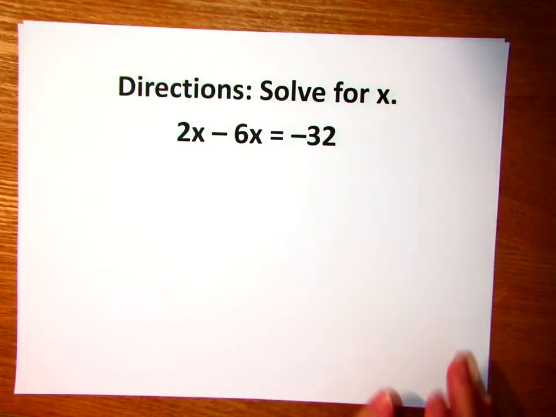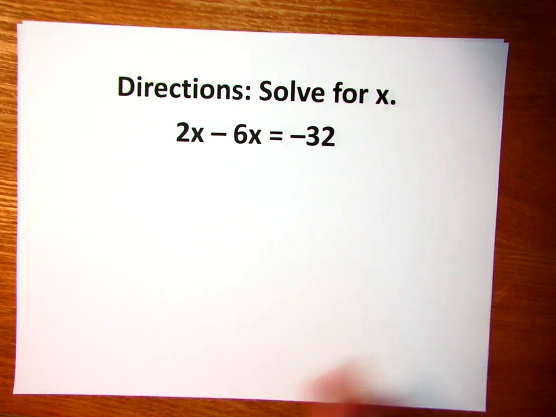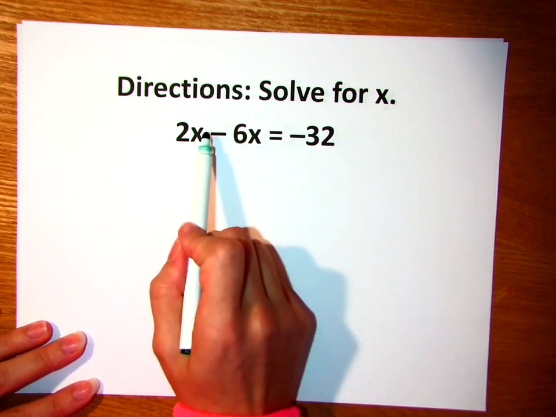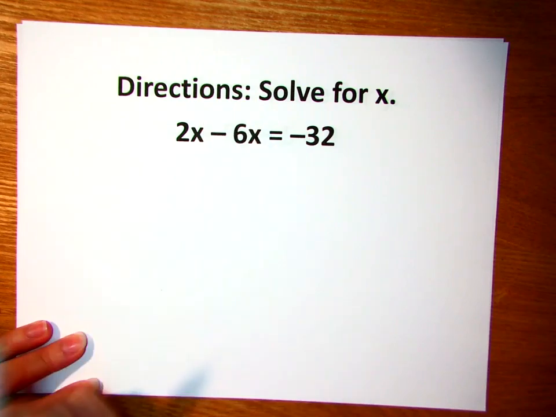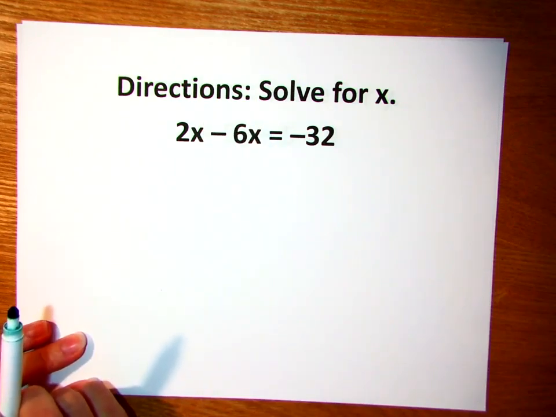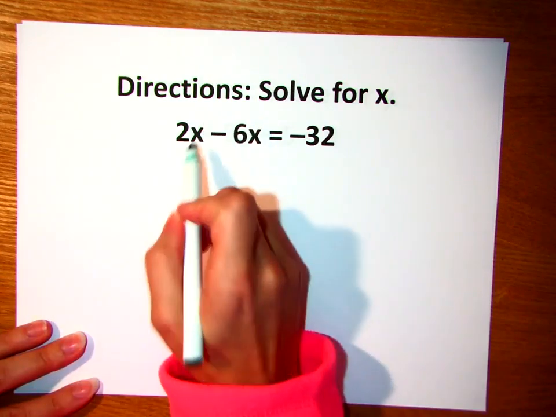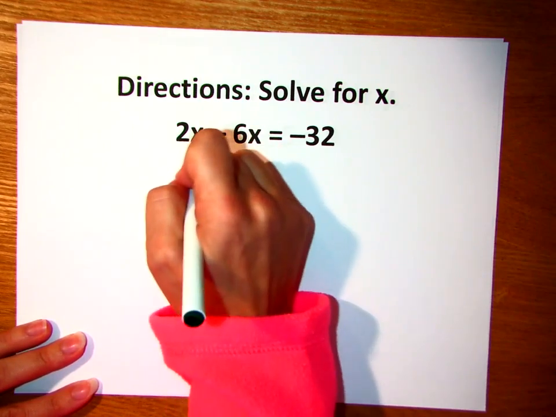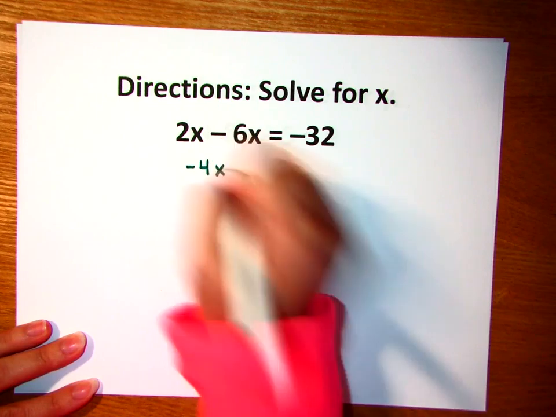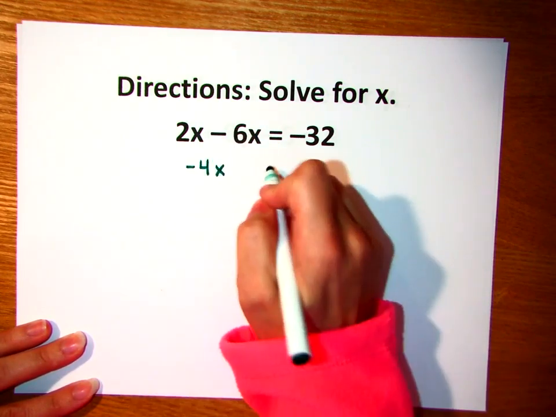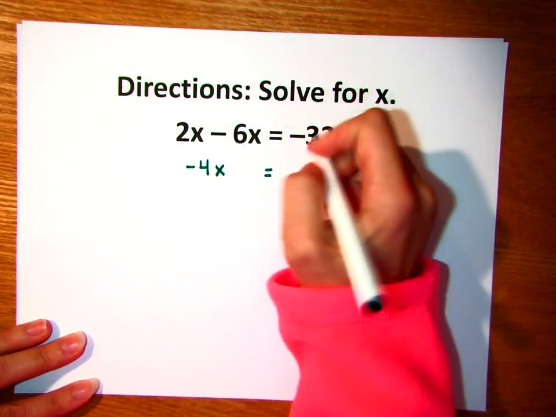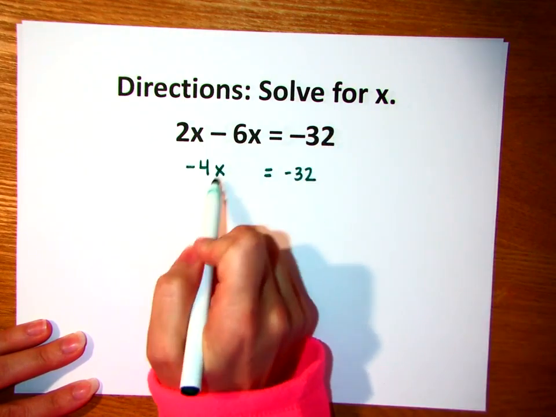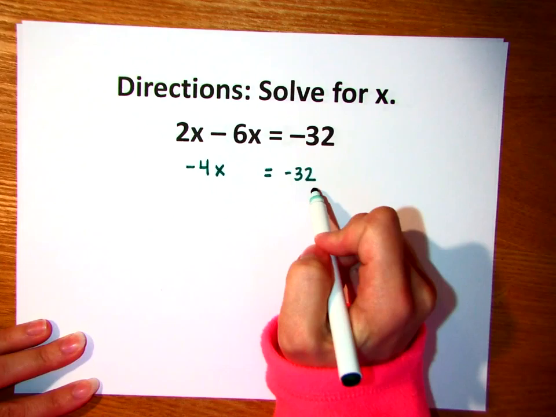So in our first example here, we'll see that we have two variables, they're x, raised to the same power, to the first power. And so what you're going to start with is combining like terms. So we have 2 minus 6, which is negative 4, and you keep the x exactly the same, is going to equal, and you bring this down, the negative 32. So we combine the like terms here, and we bring down the negative 32.